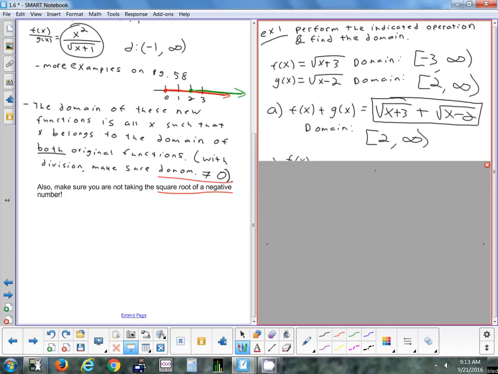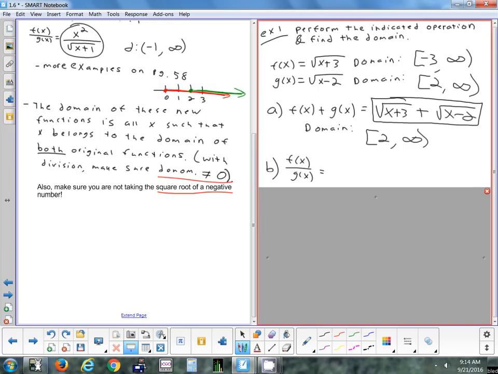Does everybody see why you couldn't use, say, 0? Yeah, it would work in the first one, but if you try it in the second one, you've got 0 take away 2. That's the square root of negative 2. So you've got to pick numbers that work in both, and from 2 to infinity will.